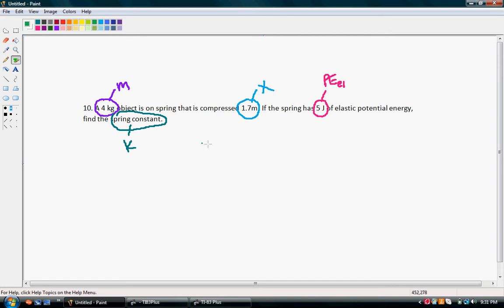So what we do is first we write the equation for elastic potential energy. You might have seen this written differently, but it means the same thing, right? Here we're going to express it with a capital P, capital E, and a little EL. And that is equal to 1/2 the spring constant K times x squared.